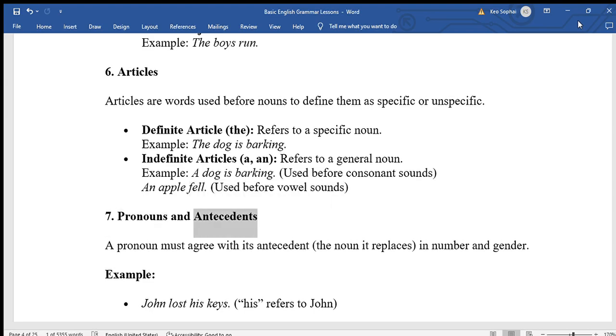7. Pronouns and antecedents. A pronoun must agree with its antecedent, the noun it replaces, in number and gender. Example, John lost his keys. His refers to John.